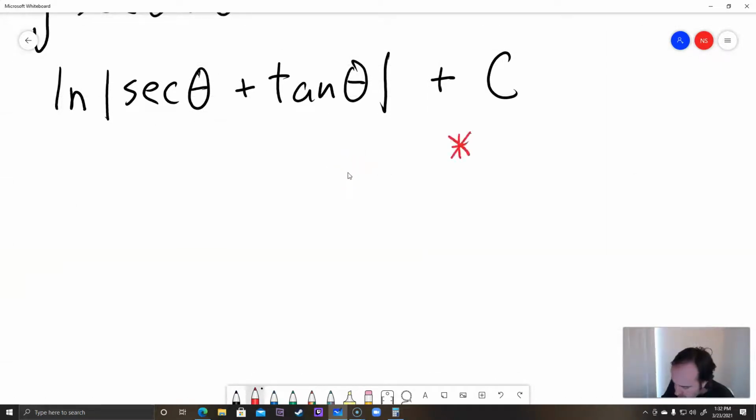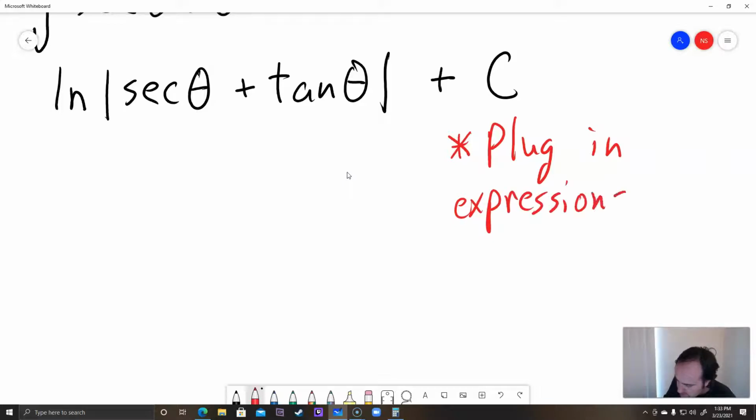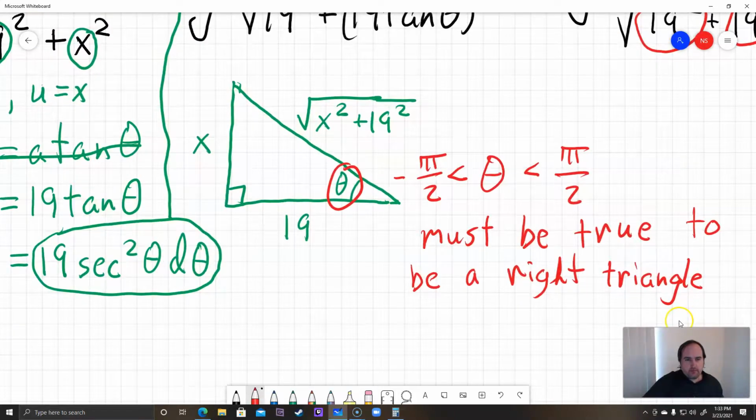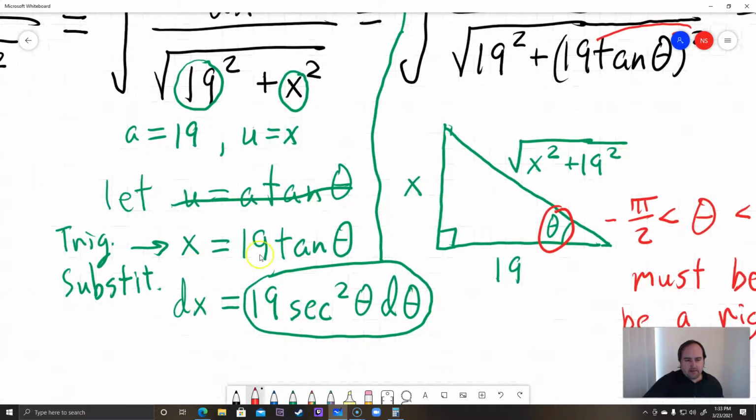So plug in expressions in terms of the original variable. And here the original variable was x. You can't leave it in terms of theta, because theta was what we used for our trig substitution. So if we go back to the beginning, we had x equals 19 tangent of theta. That was the substitution we made.